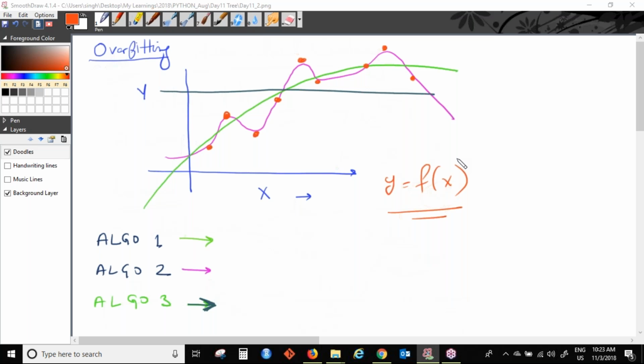Okay. The answer is Algo 2 is not the best. So all of you think the pink one is the best, but the pink one is not the best. Vikram says Algo 3. No. Actually, Algo 1 is the best. Okay. So good. This is what I expected from you.